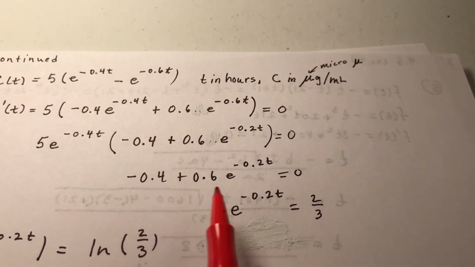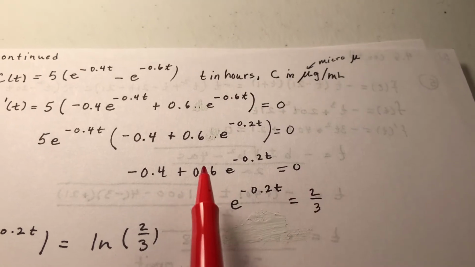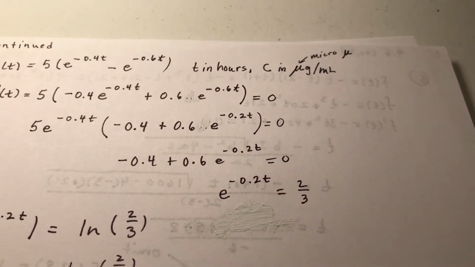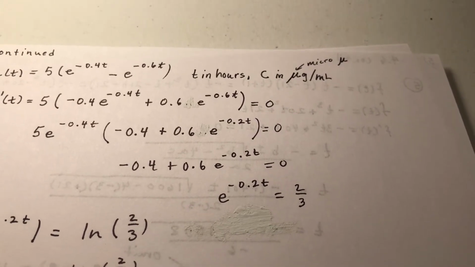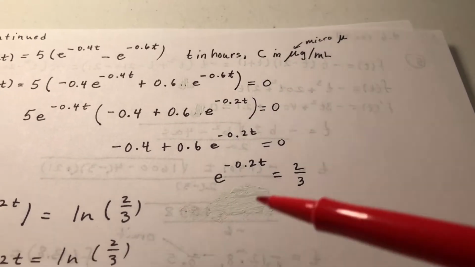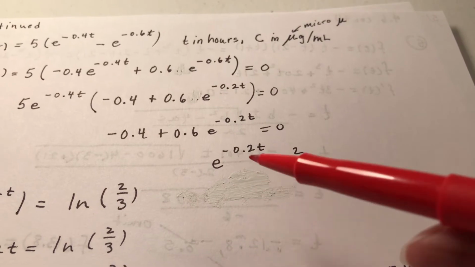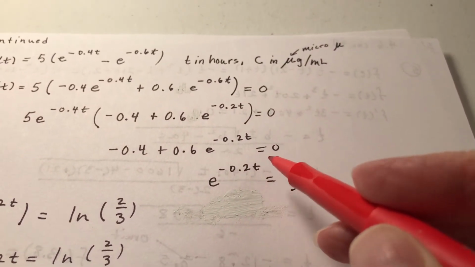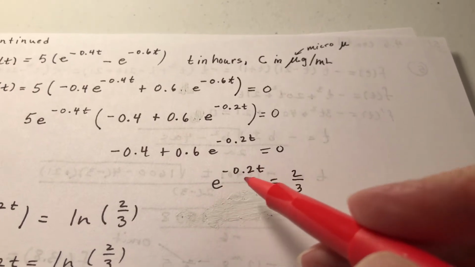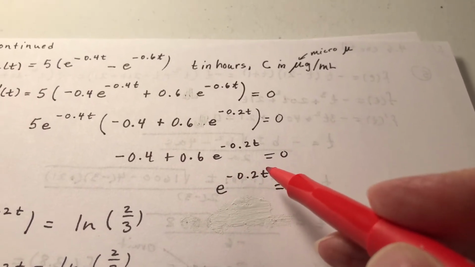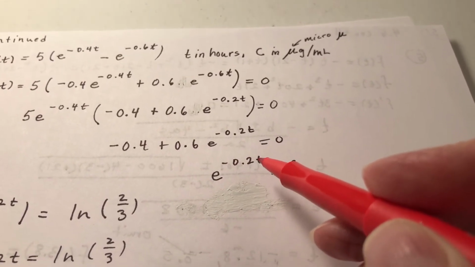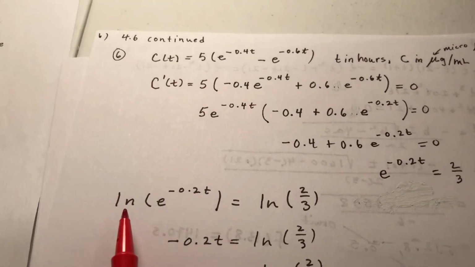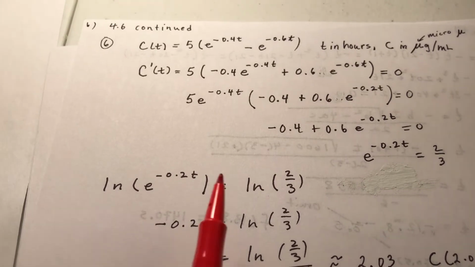Now what I did was I added 0.4 and I divided by 0.6 and I end up with 2/3 on the right hand side. You can pause this and make sure you get that. Now to get something out of an exponent, you're going to need logs. Note to self, if you need to get a variable out of an exponent, you need to use logs. So I'm using natural log because of this e. So I take the natural log of both sides.